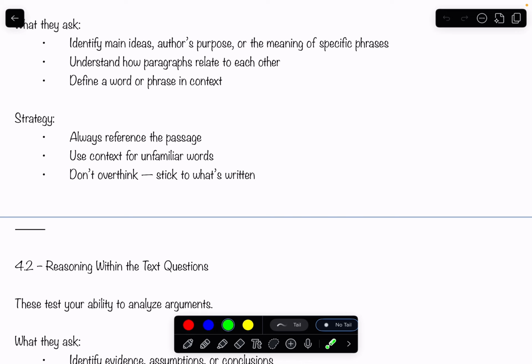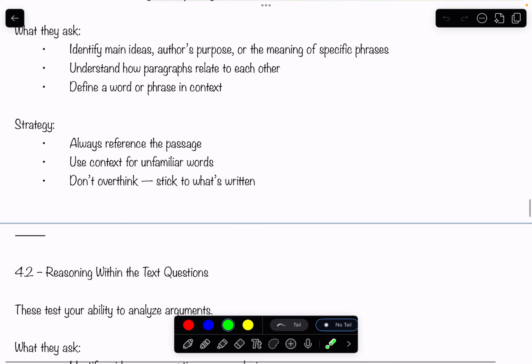Understand how paragraphs relate to each other, right? This is a big one. And I know I keep reiterating this and I will never stop saying it: make sure you practice with no time. Because when you get into it, we're going to need to do this in about 10 minutes per passage. But for now, I want you to take your time and learn how paragraphs relate to each other. And then you need to define a word. Another type of question is defining a word in the context of the passage.